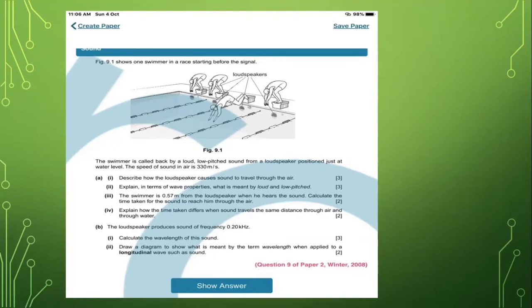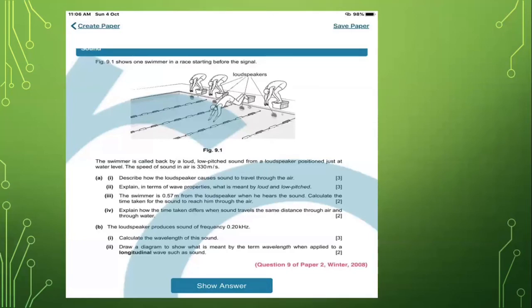Loud means having a higher amplitude, and low pitched means a lower frequency. So there will be fewer sound waves produced per second. The third part states the swimmer is 0.57 meters from the loudspeaker.